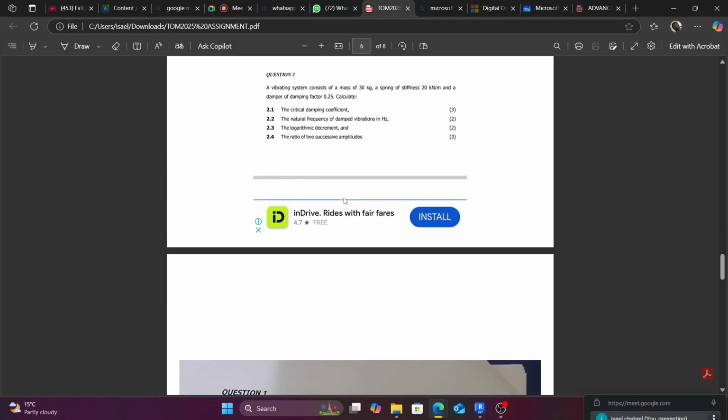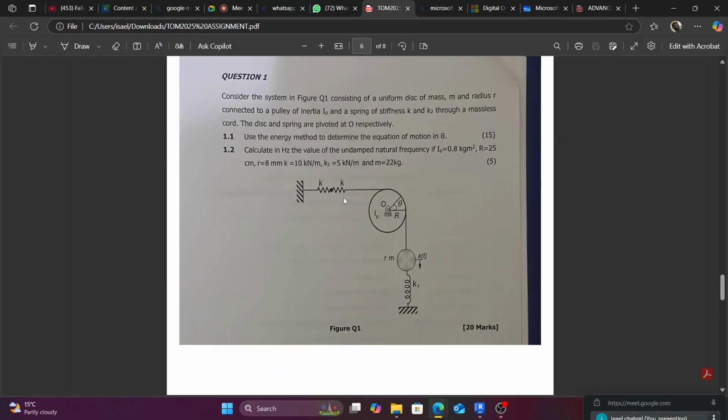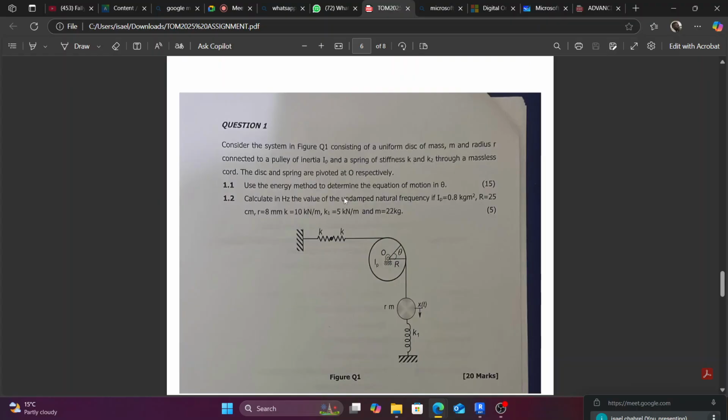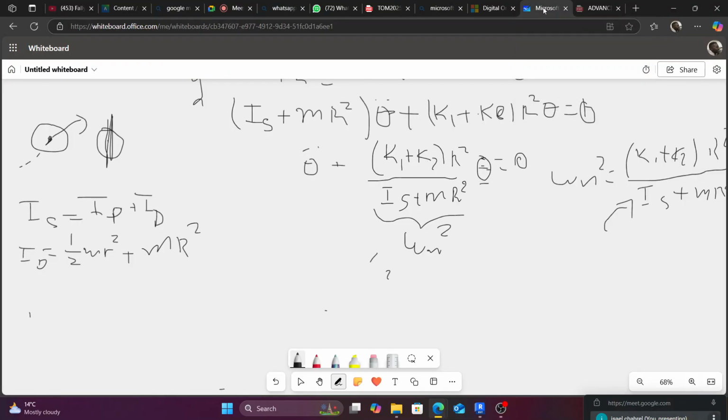Where's that problem again? How did you get IP? No, IP, I didn't write any formula. IP is the pulley, and the value of IP is given here, 0.8. You don't need to do any parallel axis. The moment of inertia of this pulley is when they calculate it about the center of gravity of the pulley, they got 0.8 under this problem. So you don't have to make any formula there. You will just take 0.8 plus you add everything that you have here.